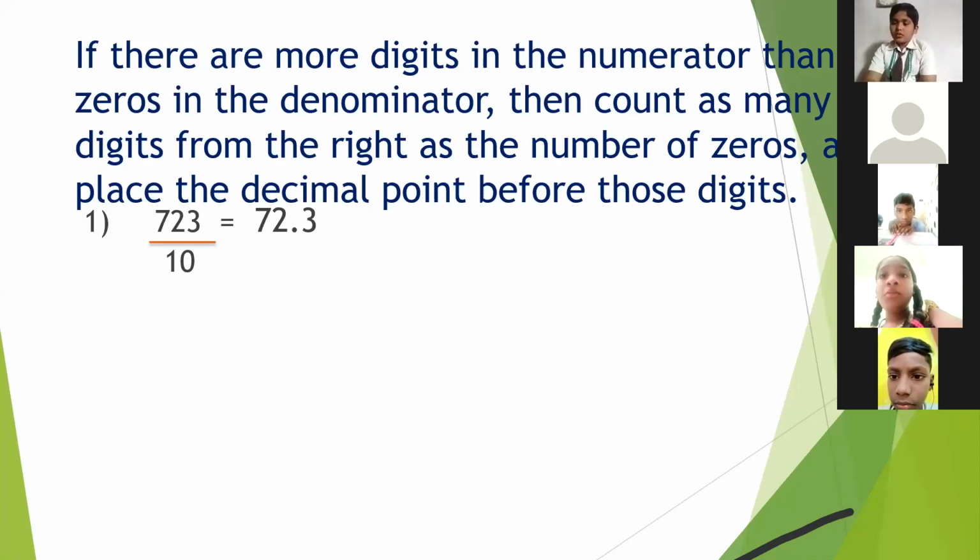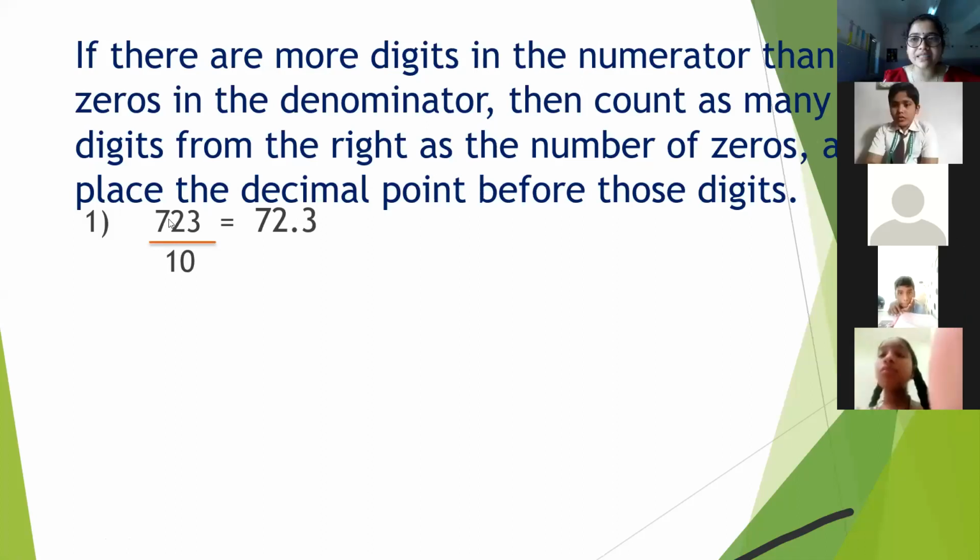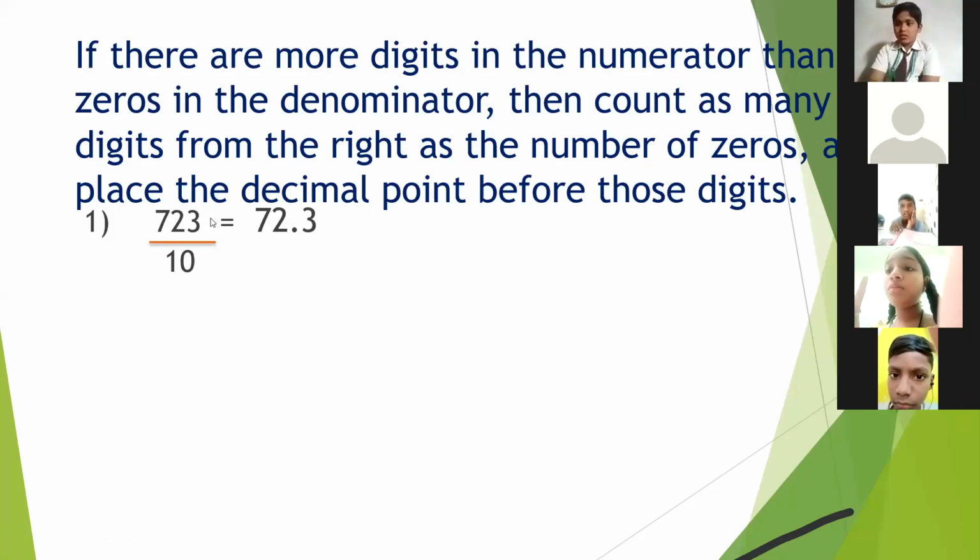Got it, students? How many digits? Show your hand. Two digits. Very good. And in the numerator, how many digits are here? Three digits. Very good, Venkat. So you can see the numerator has more digits and the denominator has fewer digits. Then count as many digits from the right. What will you do?